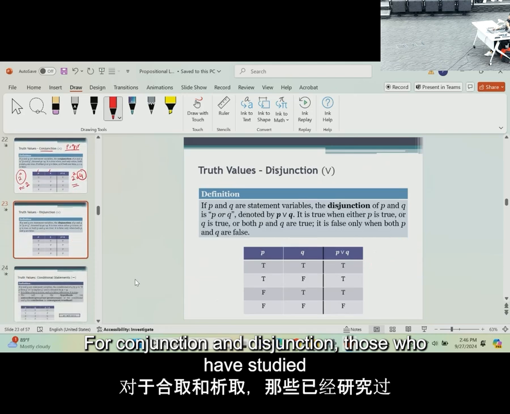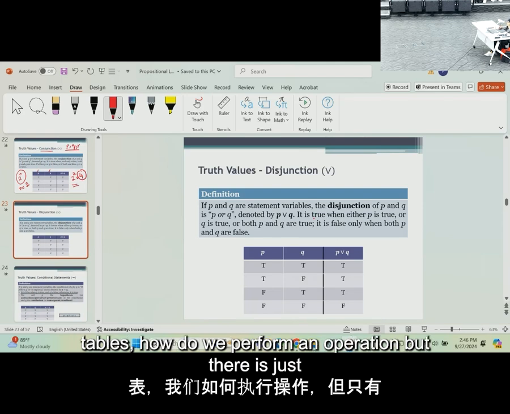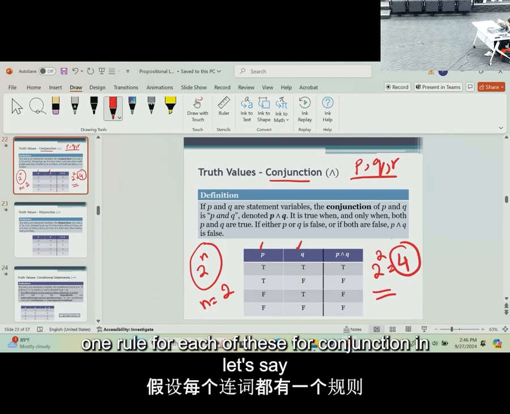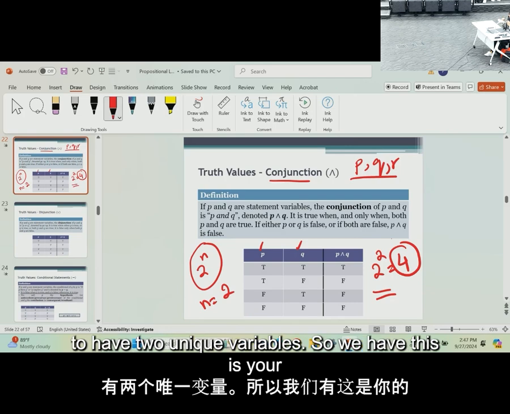For conjunction and disjunction, those who have studied logical gates, you know how we draw the truth tables, how we perform the AND operation. But there is just one rule for each of these. For conjunction, at a minimum you need to have 2 statements, right? You need to have 2 unique variables.